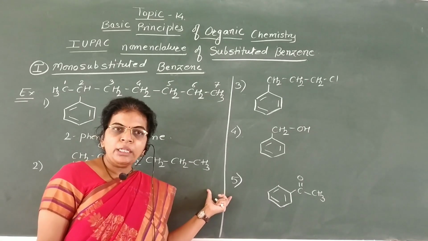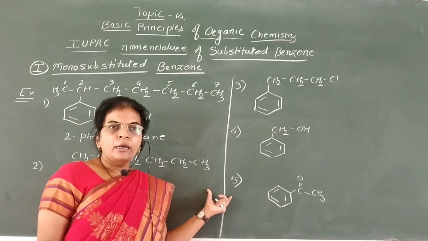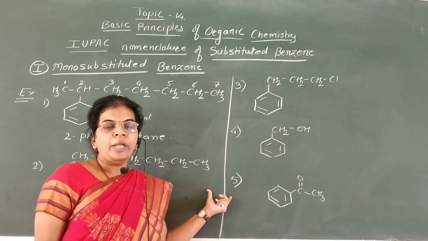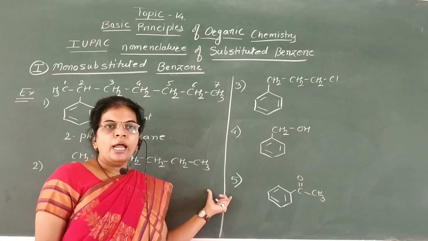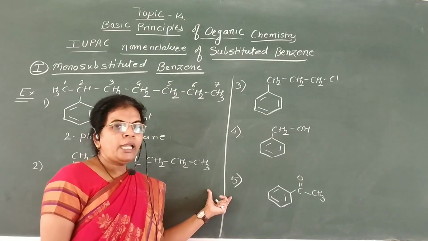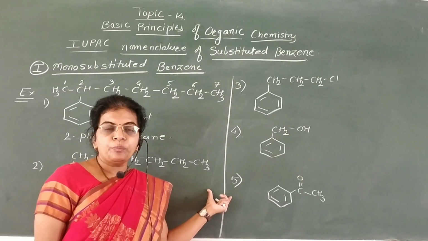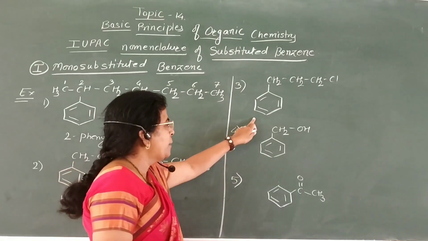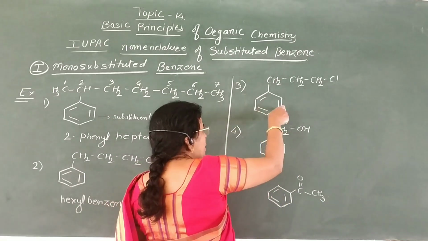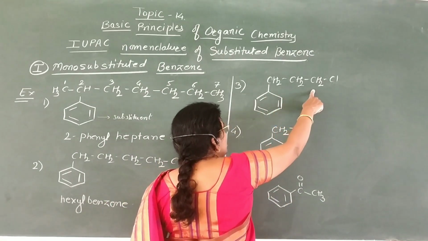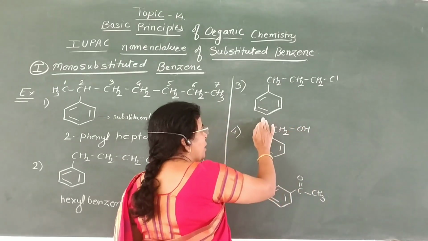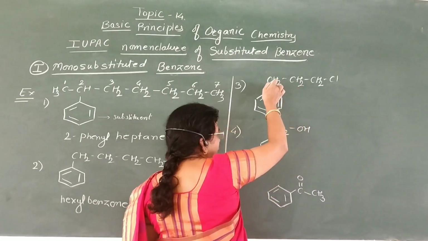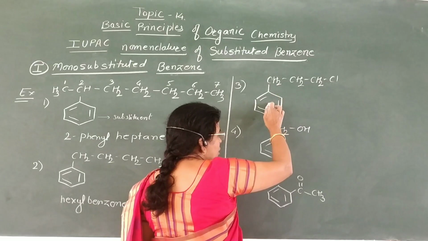Now, in the case of monosubstituted benzene, if the benzene is attached to an alkyl group having a functional group, then this benzene ring is taken as a substituent, and the alkyl group which possesses the functional group is considered as the parent alkane. Now look here, this benzene ring is attached to CH2, CH2, CH2, Cl. Here there is a functional group, that is chlorine, and this side chain or alkyl group is attached to this benzene ring.